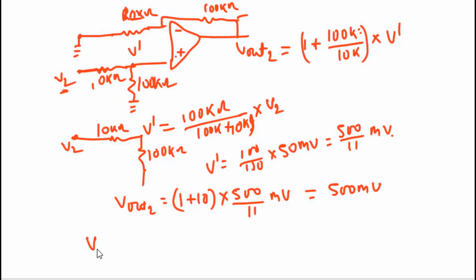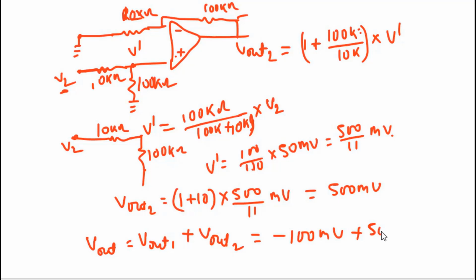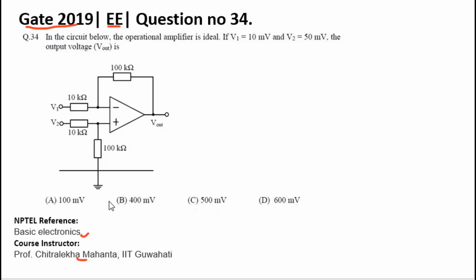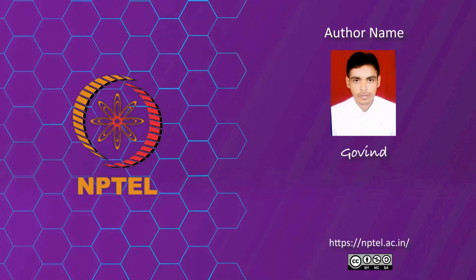So now you have Vout equal to Vout1 plus Vout2. Vout1 is minus 100 millivolt and Vout2 is 500 millivolt. So the total output will be 400 millivolt. So the correct answer for this question is option B.